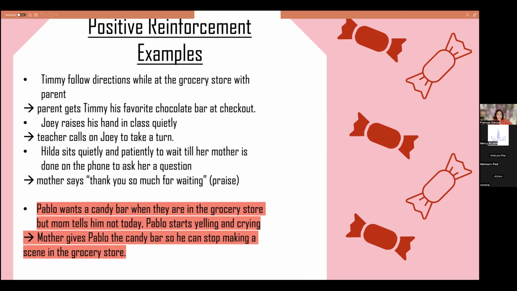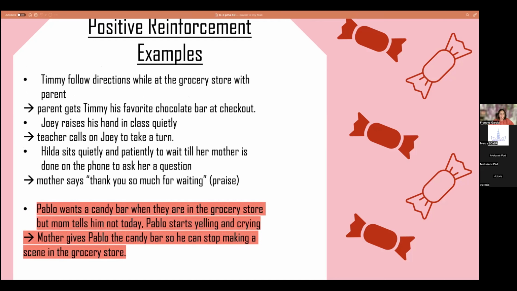So Timmy follows directions while at the grocery store with parent. Parent gets Timmy his favorite chocolate bar at checkout. So that's an example. He's doing what he's supposed to be doing. He follows directions. He's listening to instructions. He's following his mom. He's staying near his parent. Whatever it is that his initial directions are while he's in the grocery store, he's not running away.